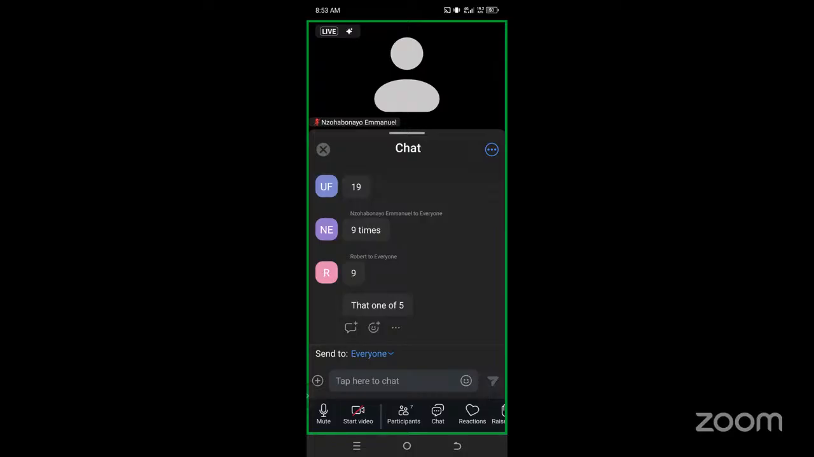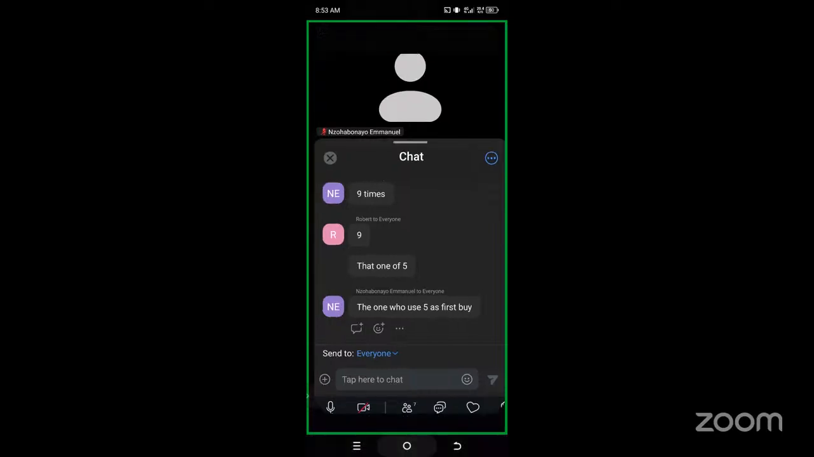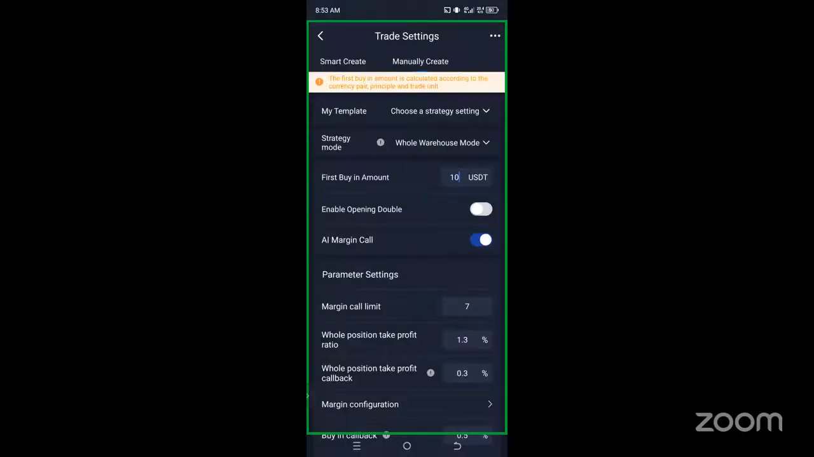Wow. My mzee is now very good at this these days. The one who uses 5 as first buying amount. Yes, my mzee, you are bright now. These days, you understand it well.